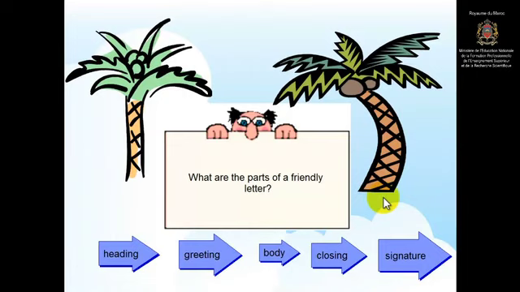An informal letter has 5 important parts. Number 1, heading. Number 2, greeting. Number 3, body. Number 4, closing. And the last part is the signature.